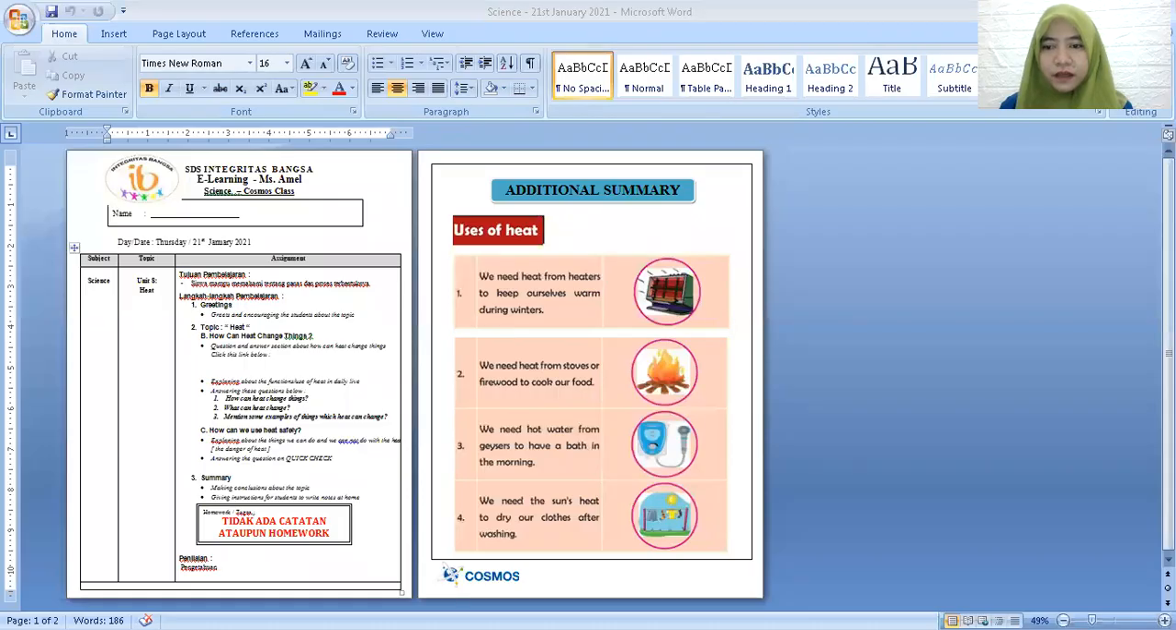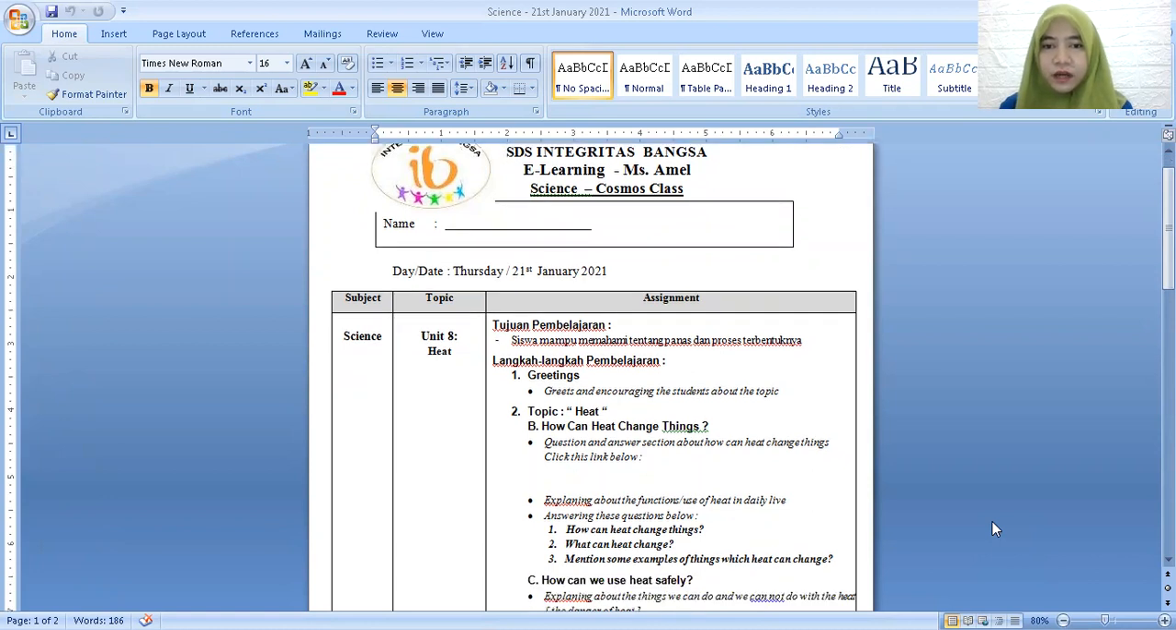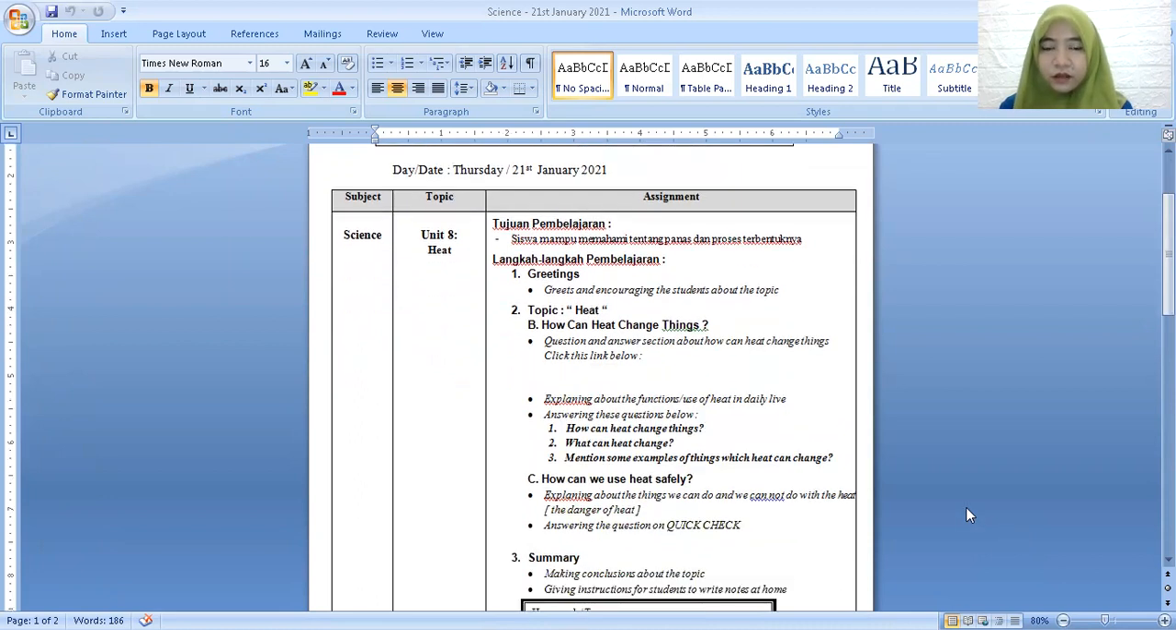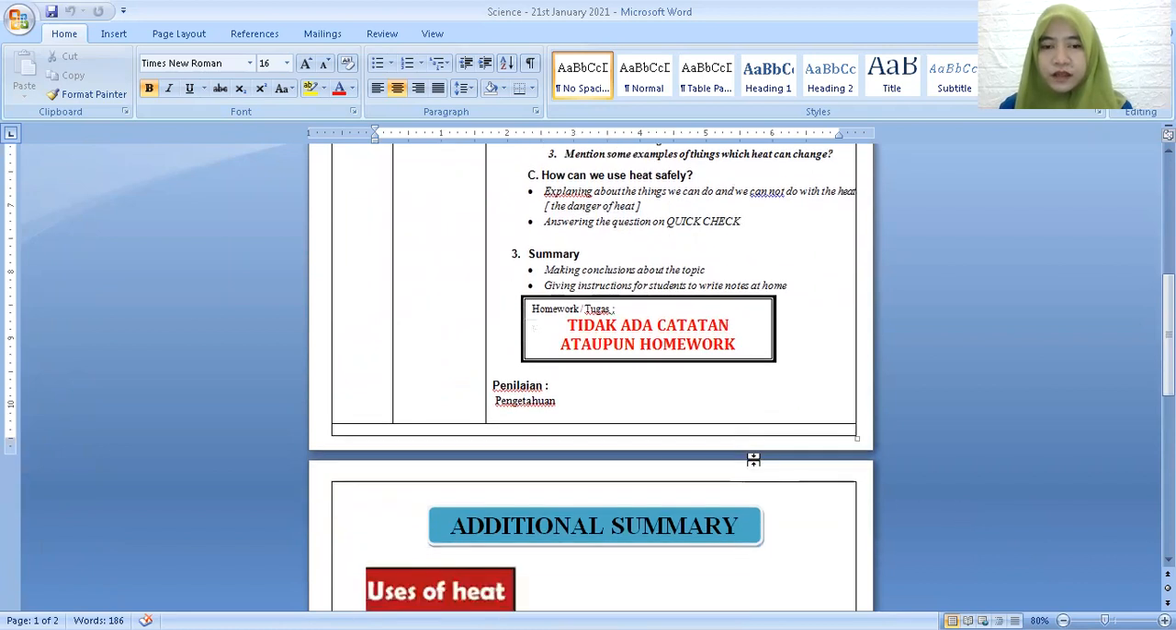As you know before, in the previous meeting, di pertemuan sebelumnya, we have learned about heat and we focus on point A. But now we will focus on point B, which is about how can heat change things. And then also, Miss Amel want you to recognize some words that we are going to use in this lesson.